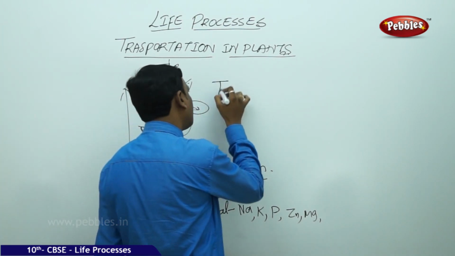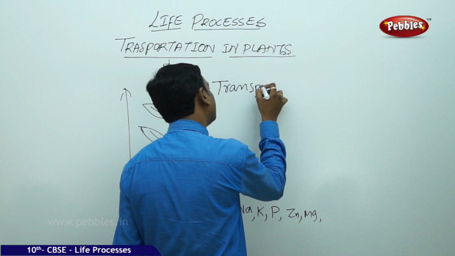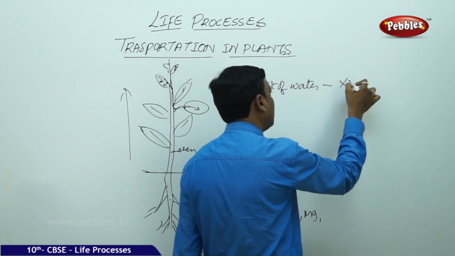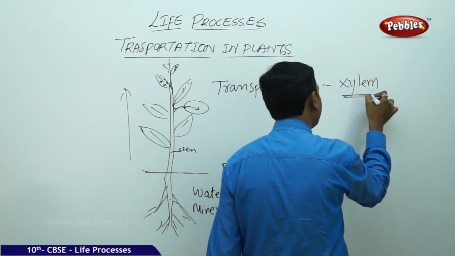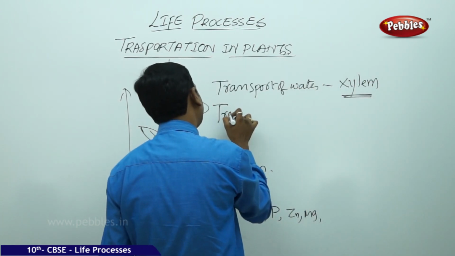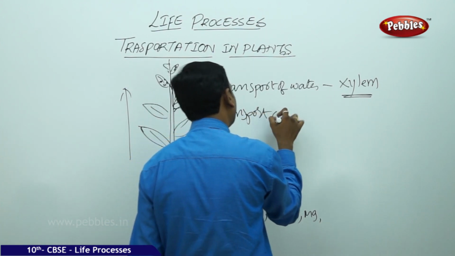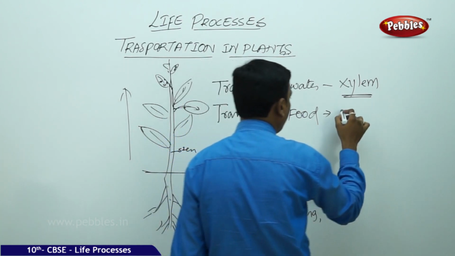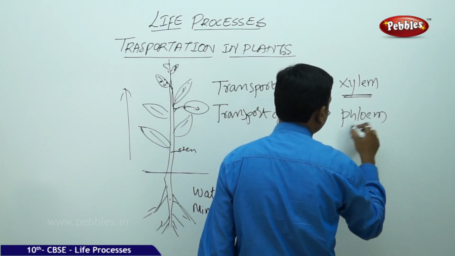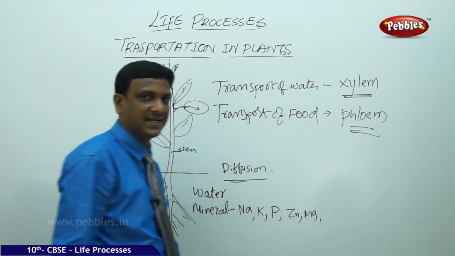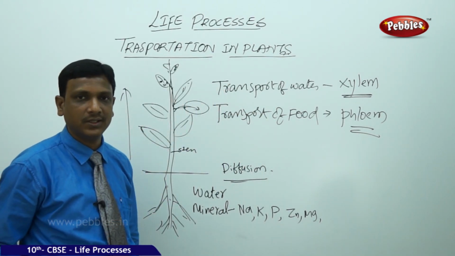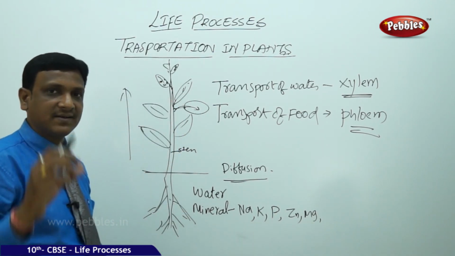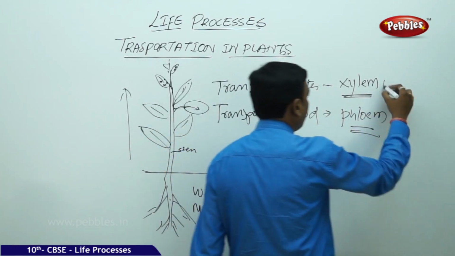So the transport of water and minerals is done by a special tissue called xylem, and transport of food and other materials is done by phloem. These are the two different tissues which form the vascular tissue. We call it a vascular tissue. The plant stem and root have a vascular bundle at the middle. The vascular bundle is comprised of the two tissues, xylem and phloem.